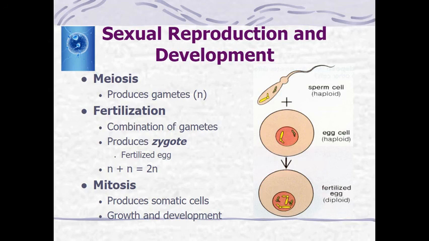That zygote, or that diploid fertilized egg, will then go through mitosis, go through that division, and produce somatic cells for growth and development. And then eventually that organism will be able to do meiosis to produce gametes, to be used in fertilization, to create a fertilized egg that will then go through mitosis. So these two processes depend upon each other.